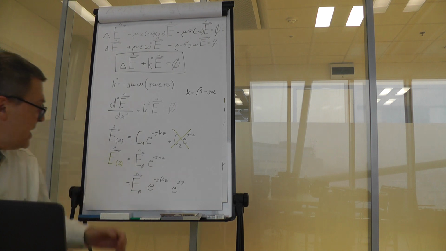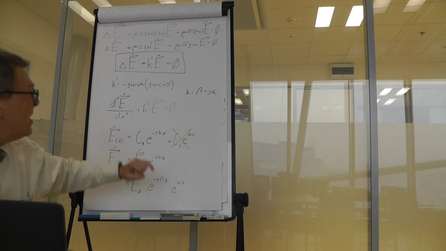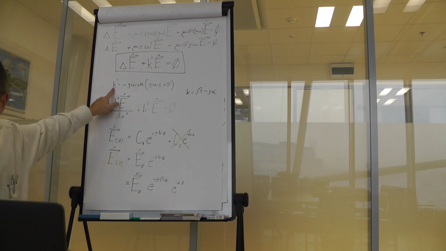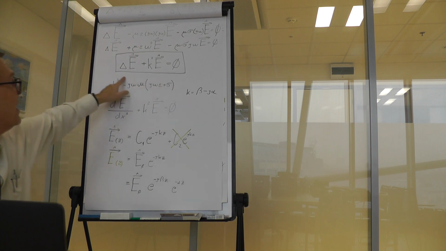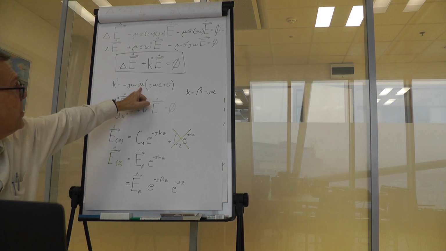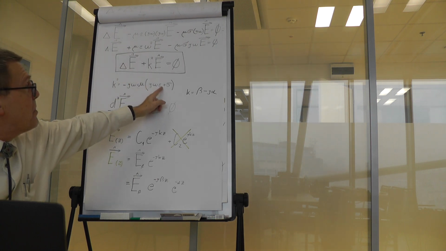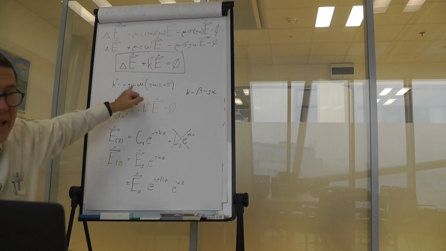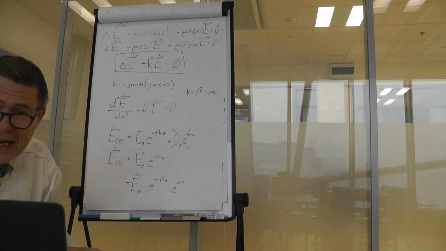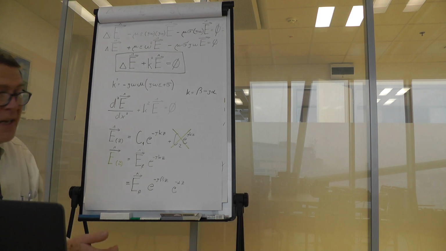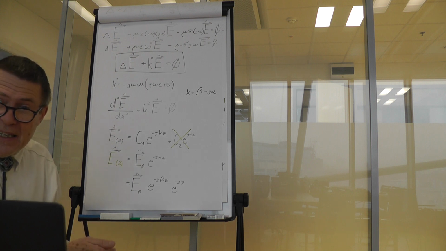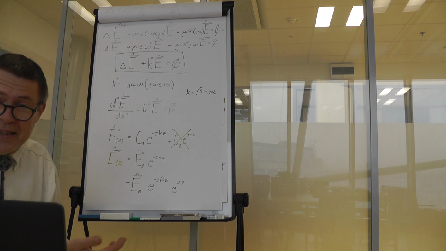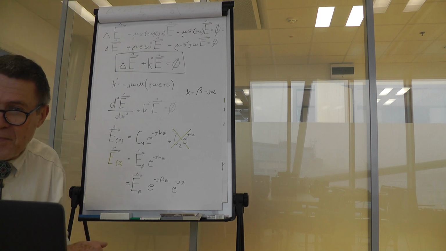As I have promised, I will shed some light on the constant k. Now, we know that k squared is equivalent to this equation: minus j omega mu times (j omega epsilon plus sigma), where omega is the angular frequency, that is 2 pi f, j is the imaginary unity, mu is permeability, epsilon is permittivity, and sigma is conductivity, specific conductivity of the material.